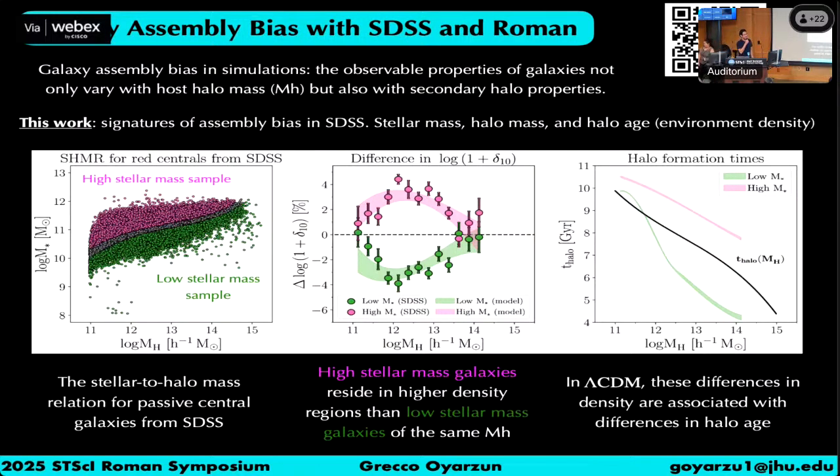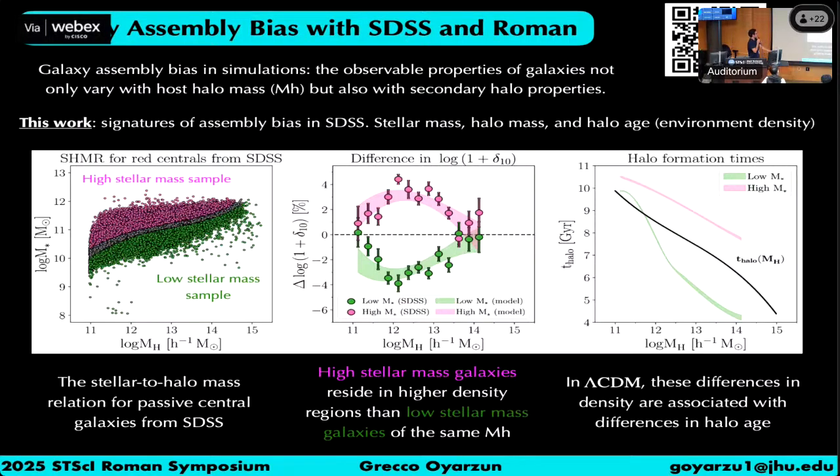Hello, my name is Greco Yarsun. I am a postdoc at Johns Hopkins, and my poster is about searching for signatures of assembly bias in SDSS, where assembly bias here is the correspondence between galaxy and halo properties at fixed halo mass. So what exactly did we do?